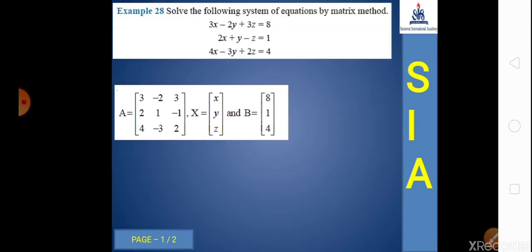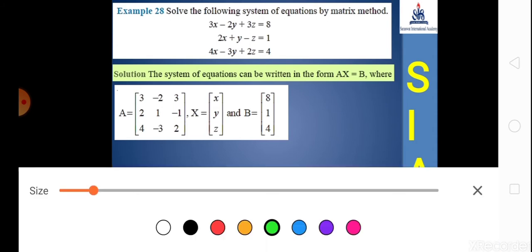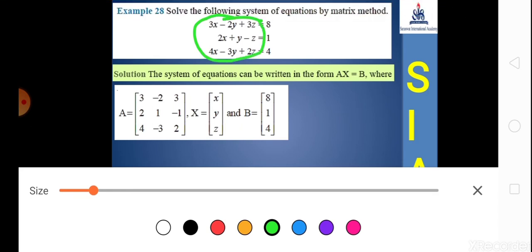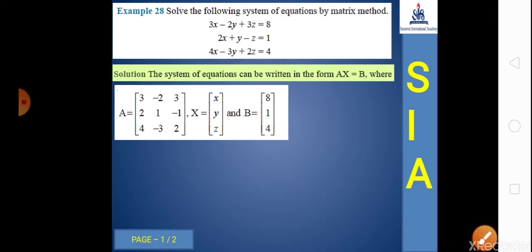Continue. Example 28, same question but converting into the form Ax is equal to B. One more time I repeat students, A means nothing but the values of all coefficients: 3 minus 2 3, 2 1 minus 2 and 4 minus 3 2. X, Y, Z are compulsory, taking the right side values 4, 1, 8, 1, 4, it is your B values, and all these values are operated by the values of determinant A.